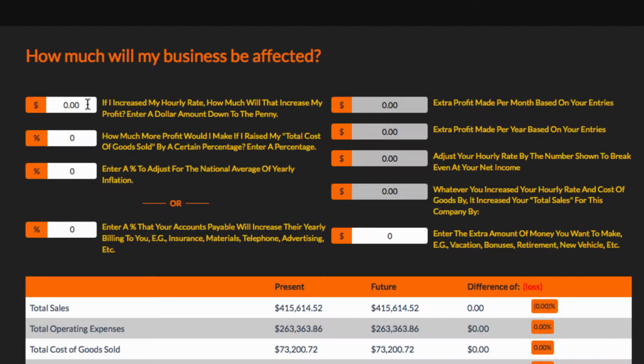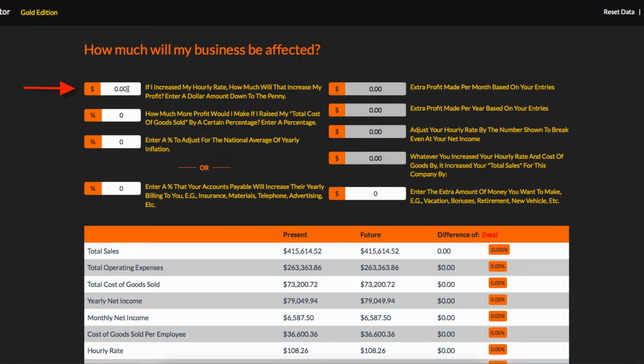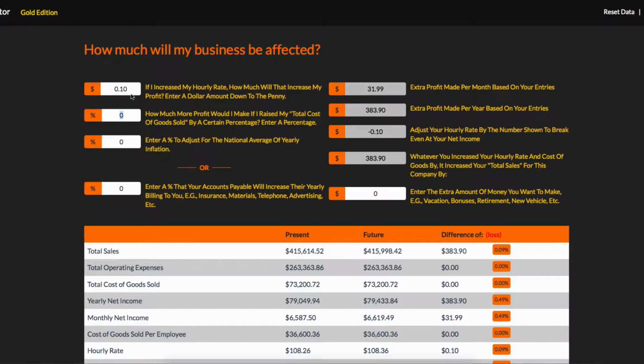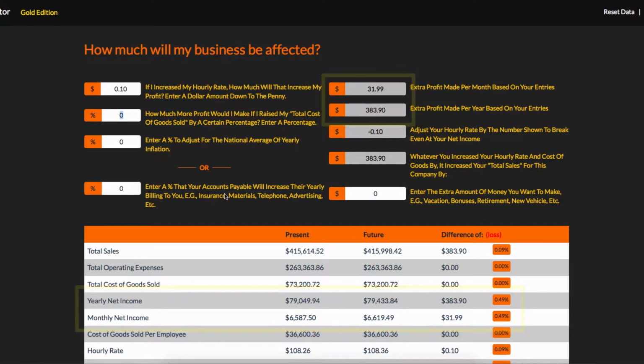So let's just play around with the first box at the top left. If you increased your hourly rate, how much will that increase your profit? Let's enter an amount right now down to the penny. We'll start off with 10 cents and see what that does. As you can see, the extra profit we made per month by raising our hourly rate just 10 cents was $32 per month or $383 per year. I believe you just got your money back from purchasing this app.